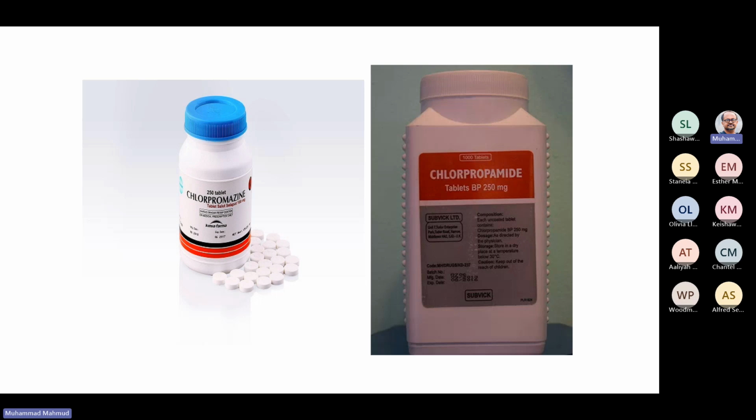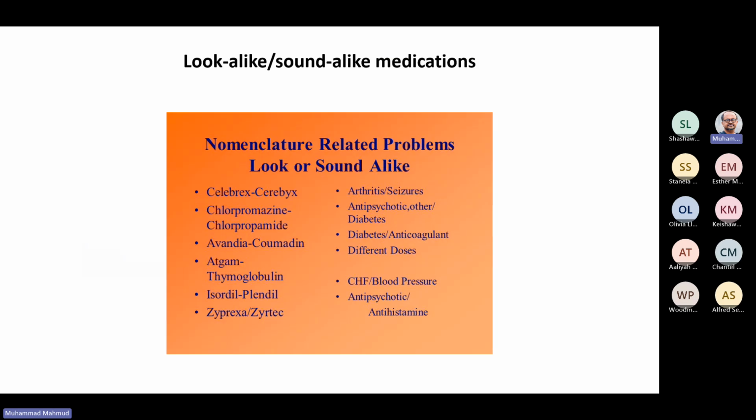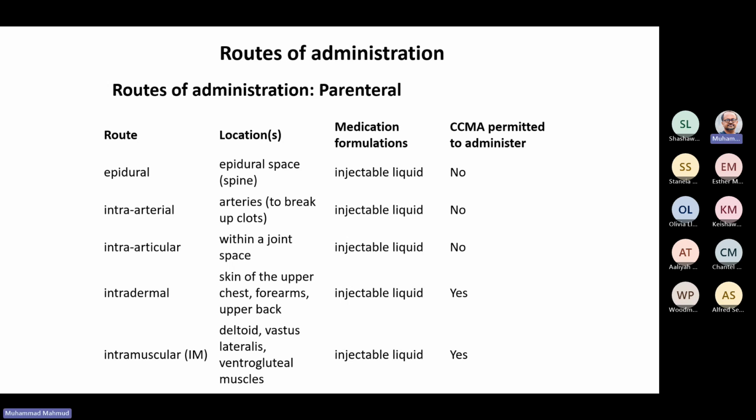First one is used for psychotic patients. Second one is for diabetic patients. So these are known as look-alike, sound-alike medications. Right? So they may create some problems. Another example is Celebrex or Cerebyx. The first one is arthritis medication. Second one is for seizure. So we have to be extra careful, extra cautious when we encounter this type of look-alike, sound-alike medications, so that we can avoid any unwanted mistakes or errors.